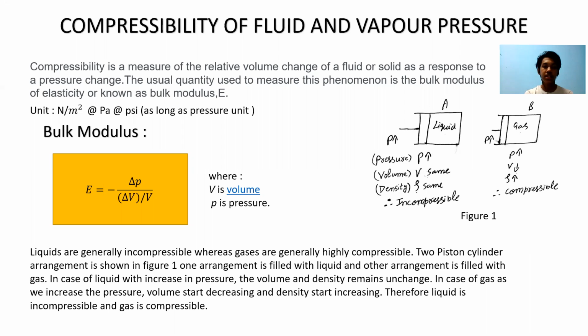Two piston cylinders are arranged as shown in figure 1. One is filled with liquid and the other arrangement is filled with gas. This one is with the liquid and this one with the gas. In this case, we can see that when the pressure increases in the liquid, the volume and the density remain unchanged. Meanwhile, for the gas, the pressure increases, the volume starts to decrease and the density starts to increase. Therefore, liquid is incompressible and gas is compressible. That's the conclusion for this figure.